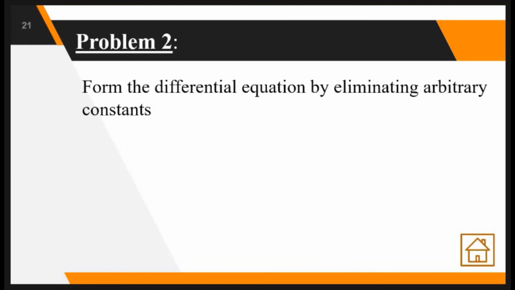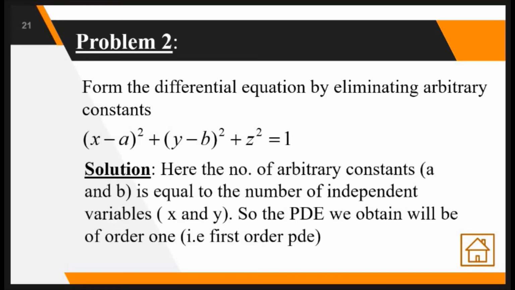Form the differential equation by eliminating arbitrary constants: x minus a whole square plus y minus b whole square plus z square equal to 1. Now, I told you to count the number of arbitrary constants and the number of independent variables. So here the number of arbitrary constants is 2, a and b are the constants, x and y are the independent variables. I told you earlier z is treated as a function of x and y. So when the number of arbitrary constants and the number of independent variables are equal, we will get a first order partial differential equation.